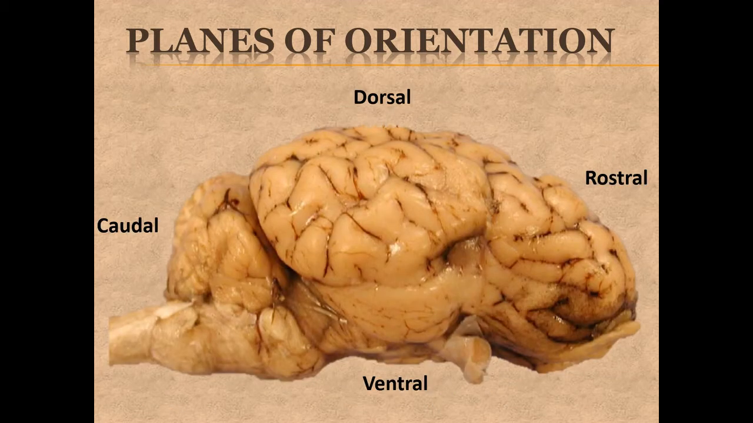If we turn it on its side, you have the ventral down at the bottom, and the dorsal on top, again the rostral, and the caudal. In animals, the posterior side is called caudal. You'll notice this when it comes next semester for the pigs.